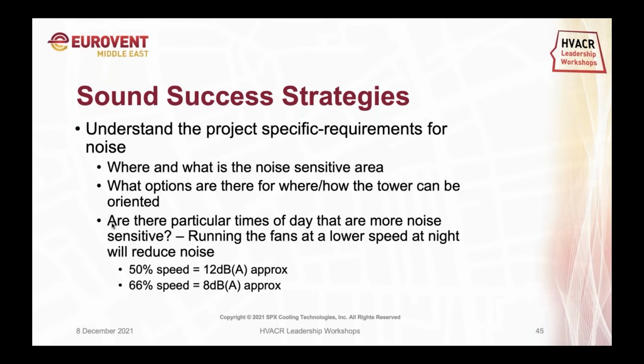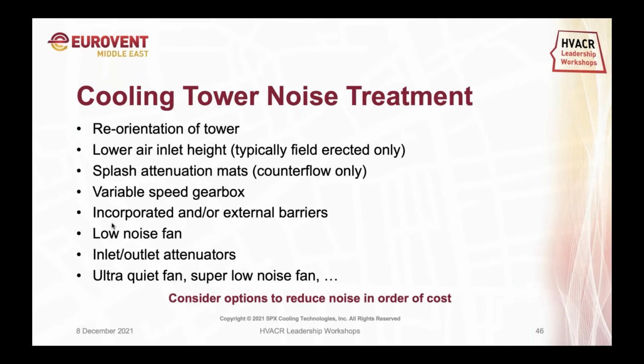Right? Of course, noise can be treated, and there are multiple treatment methods. First of all, which we just mentioned, the reorientation of the tower. Again, this is applicable for the cross flow. If you have any noise sensitive area facing the air inlet side, reorienting the tower can solve this problem. Second is lowering the air inlet height. Usually this is only applicable for the field erected type of cooling towers.